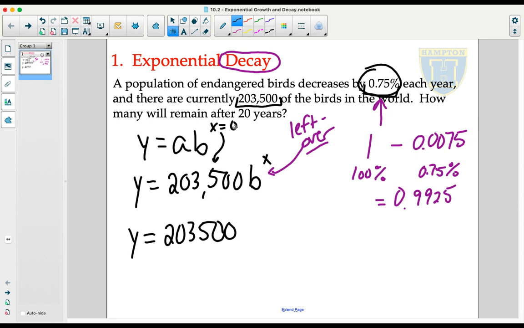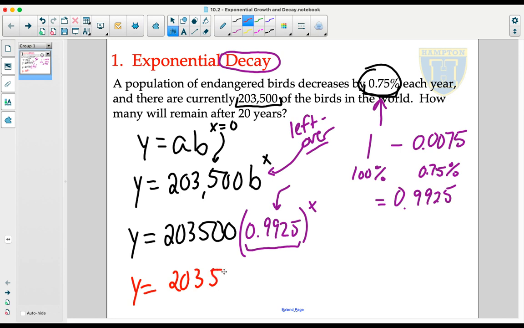Exponential functions are written not in terms of what's gone when that year is over, but rather what percentage of the population still remains when that year is done. So if 0.75% of the population is gone, then 99.25% of the population remains. And since we're writing these in an equation, we use the decimal version of the percentage instead of the actual percentage. It's at this point, after the exponential function is written, that we can substitute in our 20 and actually evaluate this function for the population after 20 years.